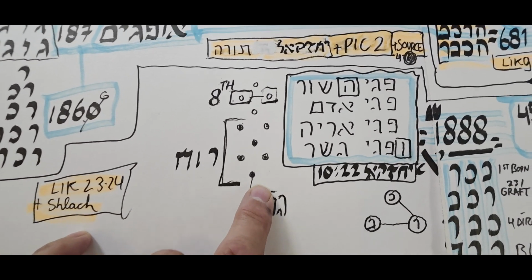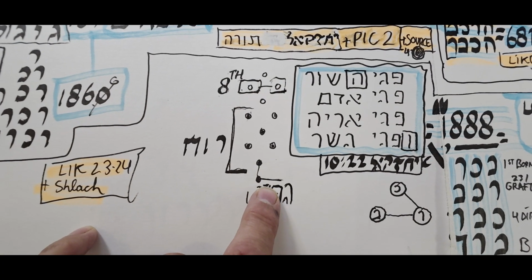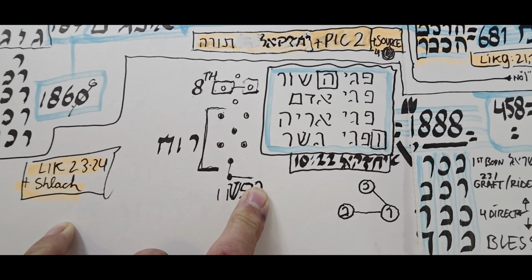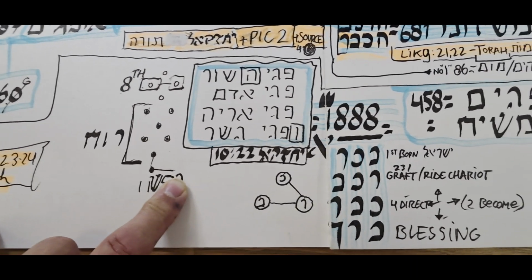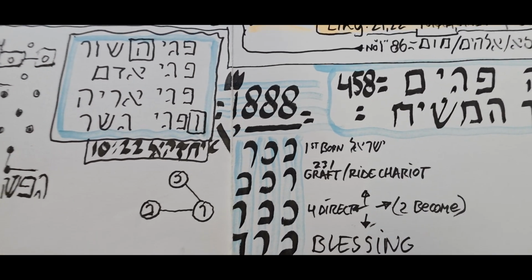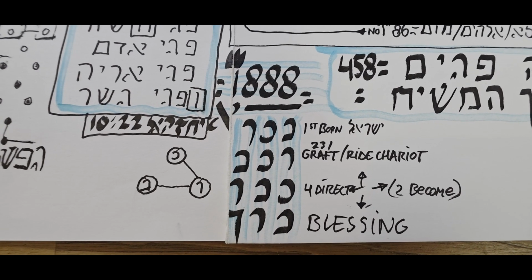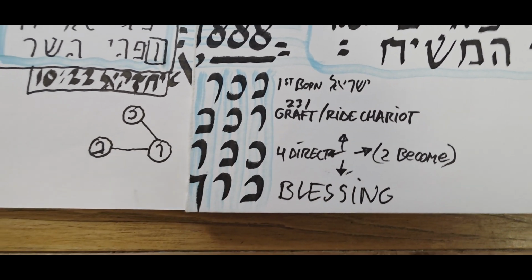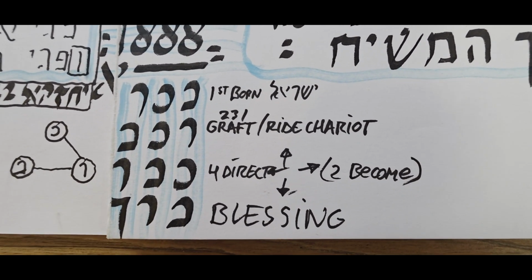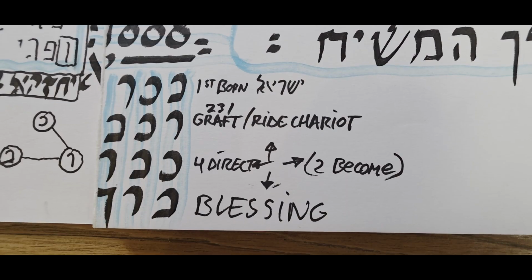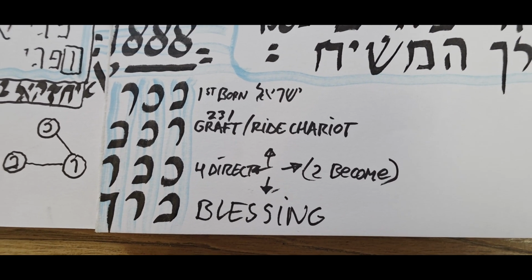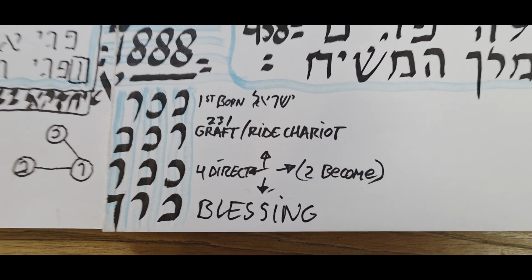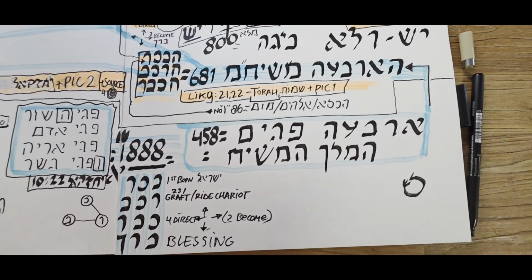I'm not allowed to speak too much about other subjects, but 4 legs to the throne, 4 Mashiachim, fallen Mashiachim, right? Okay, so the 888 is 4 times Beit Kaf Resh. And I'd like to summarize that as the firstborn, Israel, grafting, right, within the 231, in the 4 directions to become a blessing. So that's the 888.